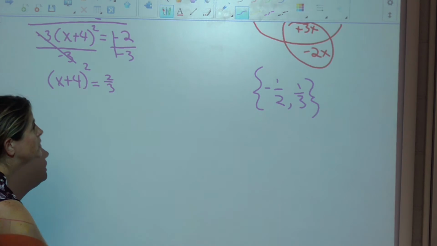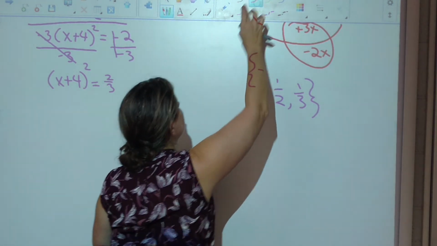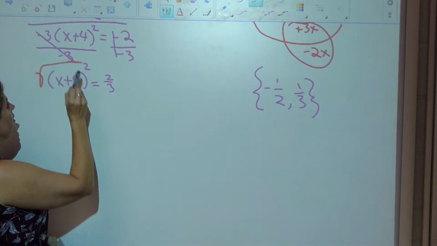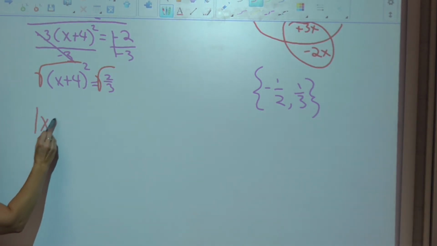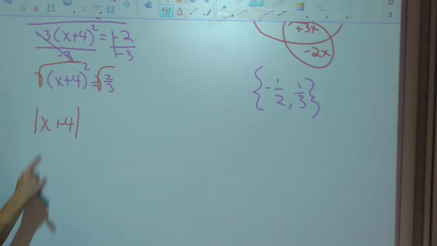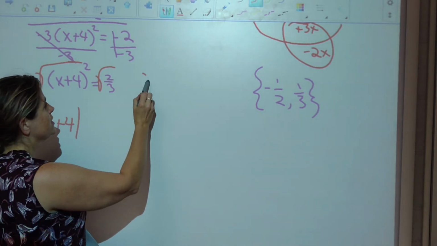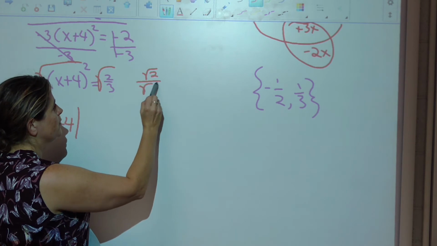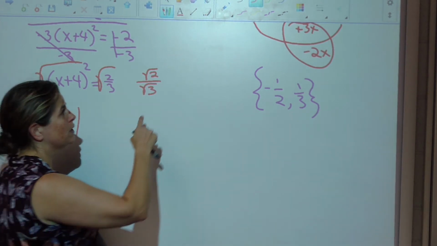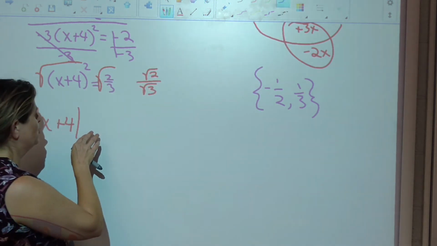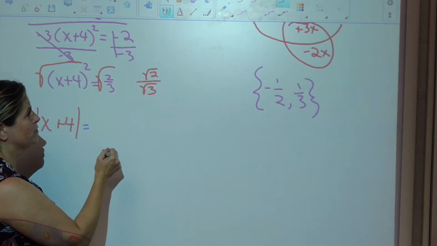From here, we do need to take the square root of both sides. When I do that on the left, that just gives me absolute value of x plus 4. Yes, I am going to have to write a piecewise function. Over here, that is the square root of 2 over the square root of 3. We don't want to leave a radical on the bottom, so we are going to rationalize. I'm going to do that before I write that down here with my absolute value.